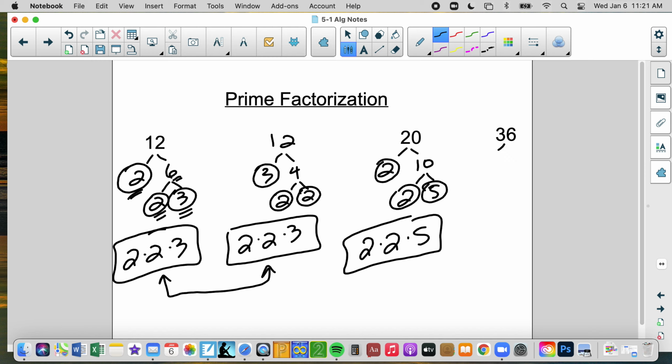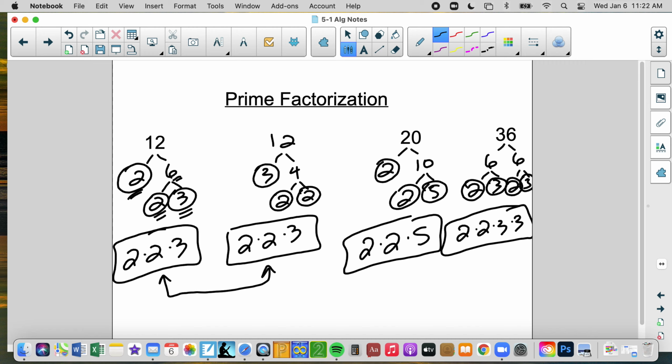Let's do 36. I'm going to choose 2 numbers that are not prime, 6 and 6. Those are both composite, so I still need to break both of those. I'm not going to circle those. I would never circle a composite number because I can break that down into prime factors. So 6 actually gets broken into 2 and 3. So I'm going to write it in numerical order. I have 2 times 2 times 3 times 3.